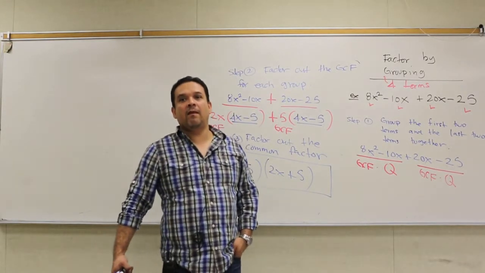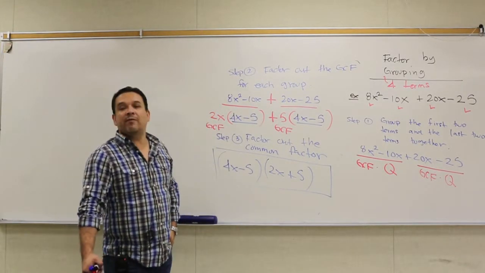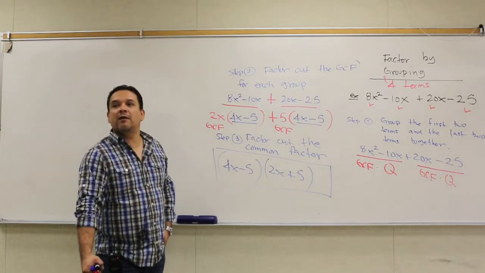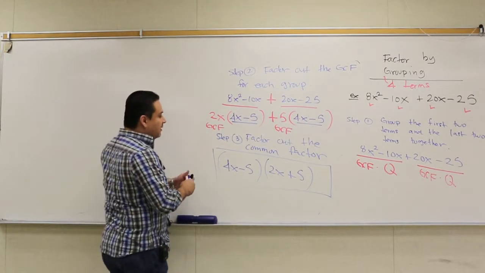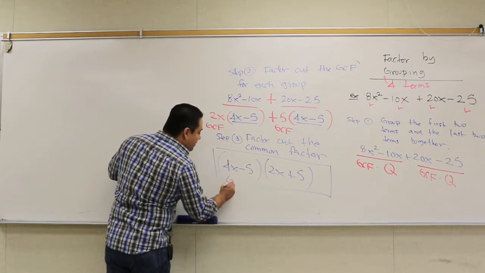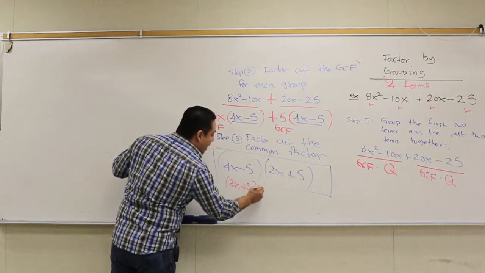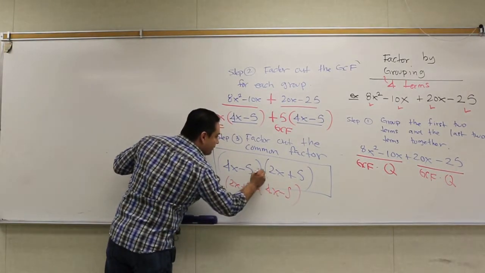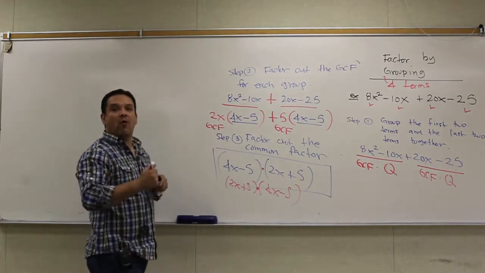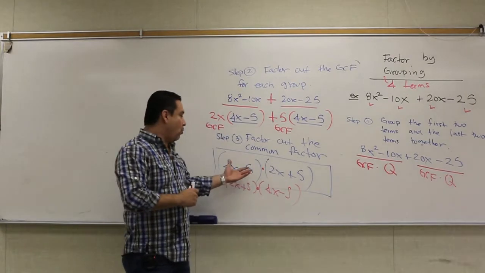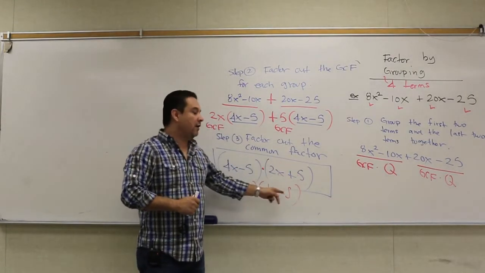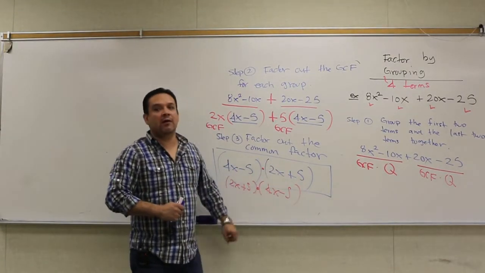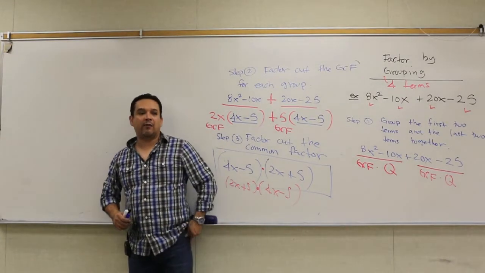Yes. Does it matter the order that you put it in? Doesn't matter. Do you guys know what she's saying? She's saying, can I have written it down as 2x plus 5 times 4x minus 5? Can I write it this way? The answer is yes. Do you know why? Because the order in which you multiply, multiplication here, doesn't what? Matter.